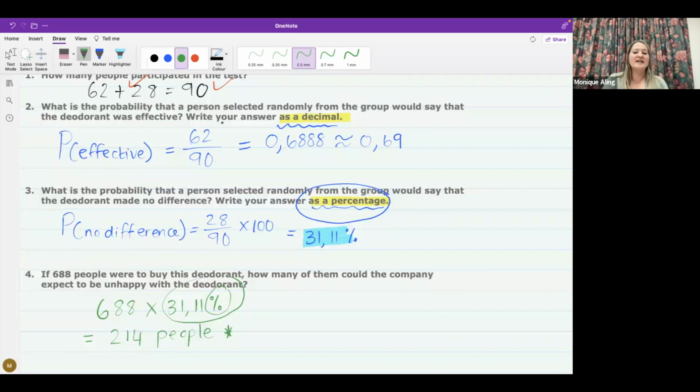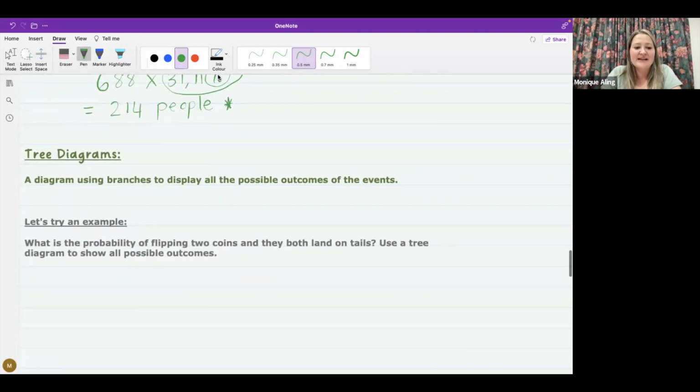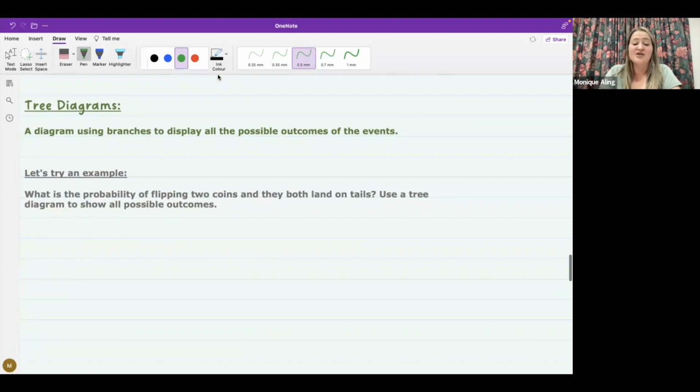Okay, so let's give a tree diagram a try. Looks like we may have to just start from scratch, which is totally fine. Let's get the basics sorted so we can kill it in the next lesson when we really get into tree diagrams. So just a reminder, a tree diagram is a diagram using branches to display all the possible outcomes of the event. So the keyword there is branches, and you'll see it looks like a tree. Now let's look at an example together. What is the probability of flipping two coins and they both land on tails? Use a tree diagram to show all possible outcomes.